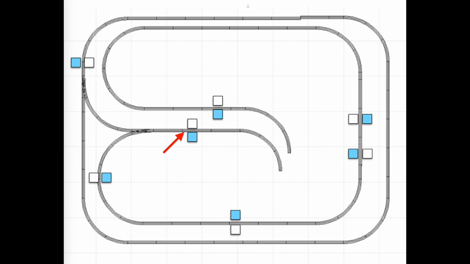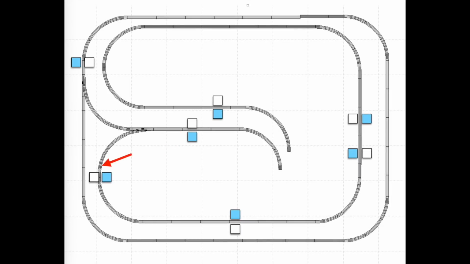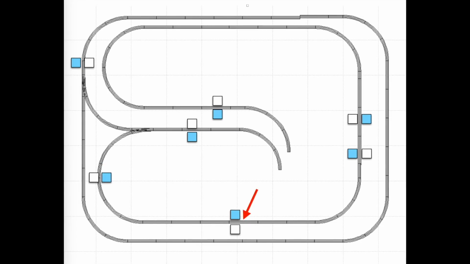Starting here at what is Evanston on my layout, the white wire is on the front rail and the blue wire is on the back rail. But look what happens as you go around this curve. The white rail is now in the back and the blue rail is in the front. It continues this way on through what is Pocatello. That is, the blue rail is on the front.